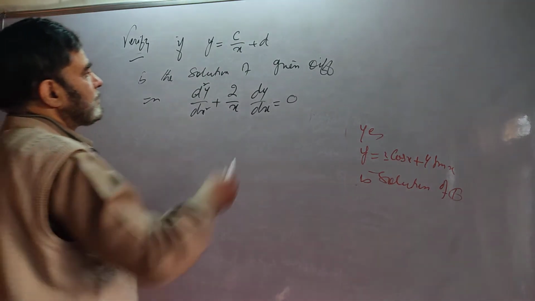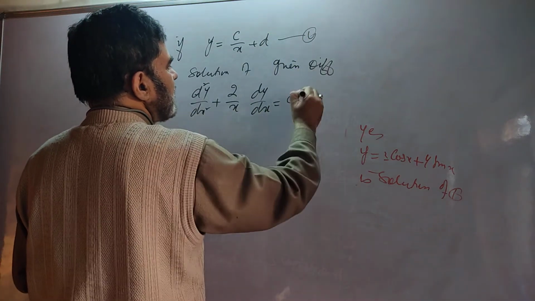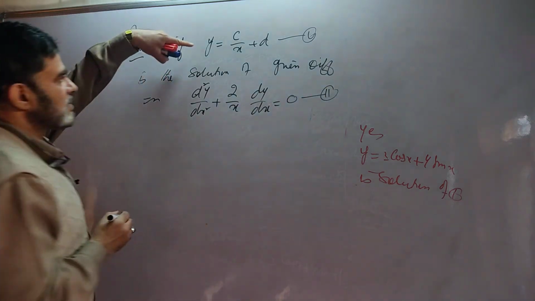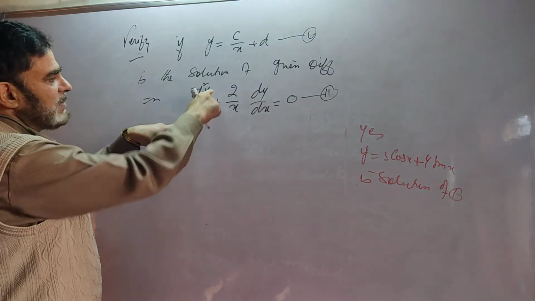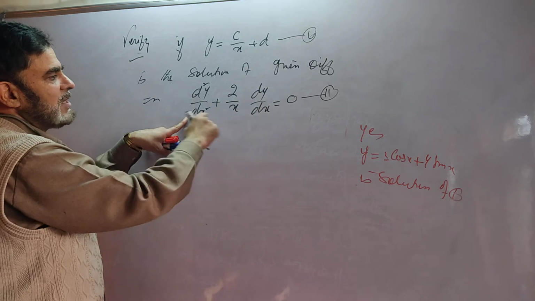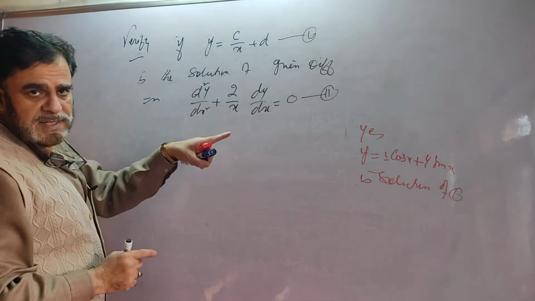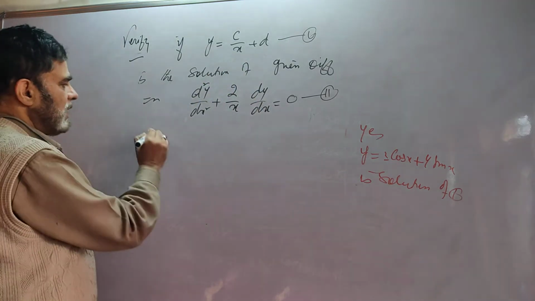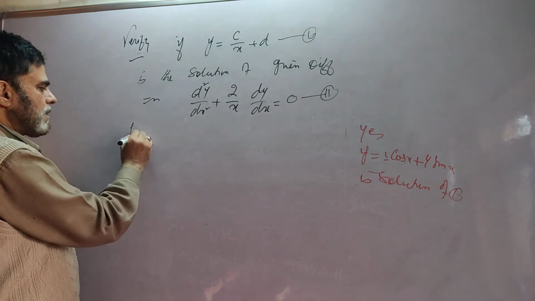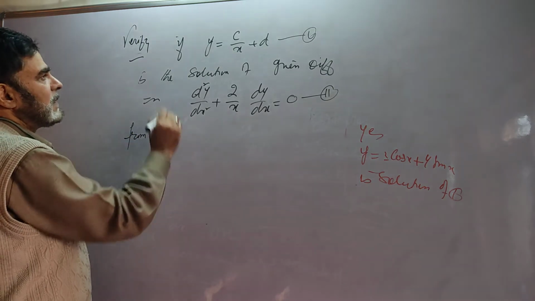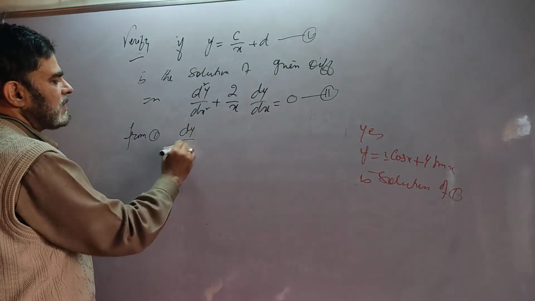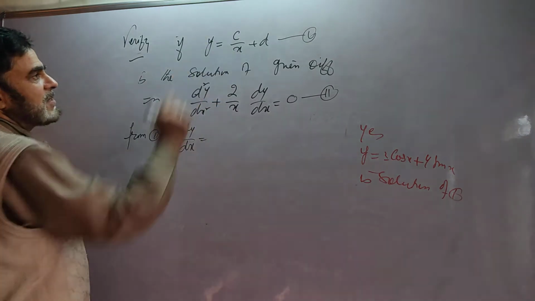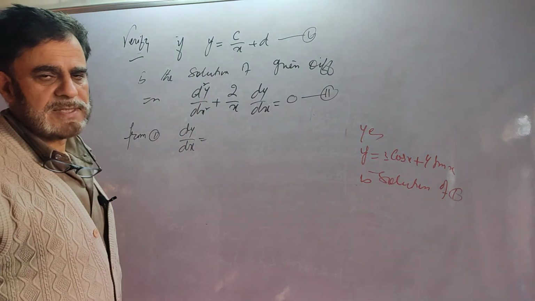This is your given solution, this is the given differential equation. Let us take the solution. We require here d2y by dx square and we require dy by dx. We will use them here to check whether it satisfies or not. You see, from first, what is dy by dx here? When you differentiate this, c is constant, d is constant.